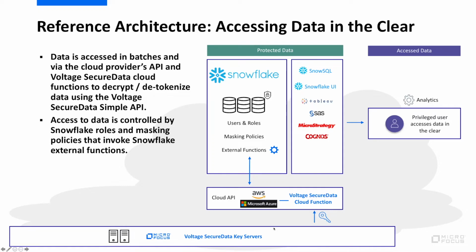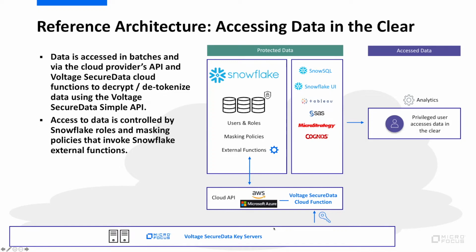AWS call this the AWS API gateway. Microsoft Azure call it API management. So we have done testing on both of these cloud API capabilities, and that in turn invokes a Voltage SecureData Cloud function. In the AWS world, that is a Lambda function. In Microsoft Azure, that is an Azure function. So those functions are going to be working next to that cloud API environment.